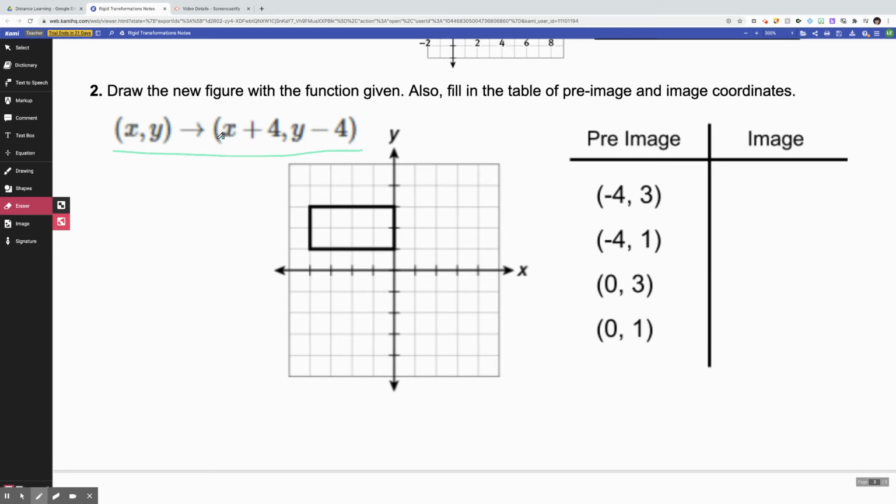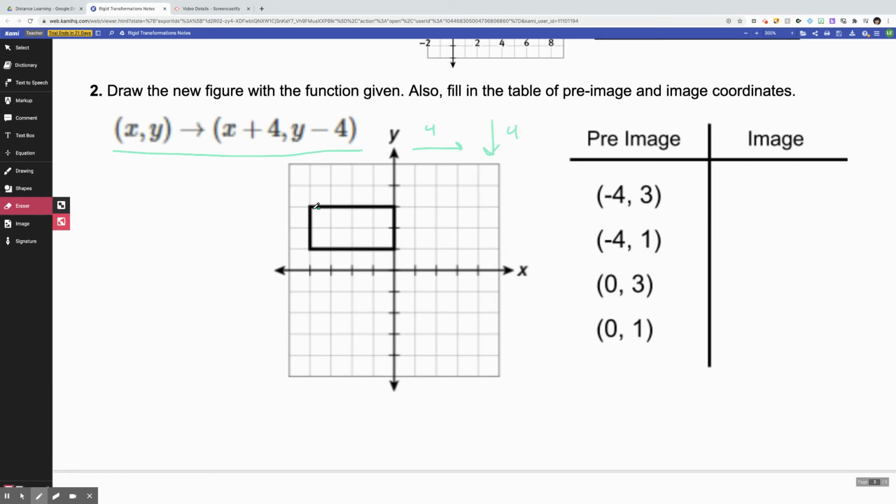So this is a translation function that says I need to take my x values and move them 4 spaces to the right, okay? Because it's positive, I'm going to take my shape and move it 4 units to the right, and then y minus 4 means I'm going to take my shape also and move it 4 units down, okay?